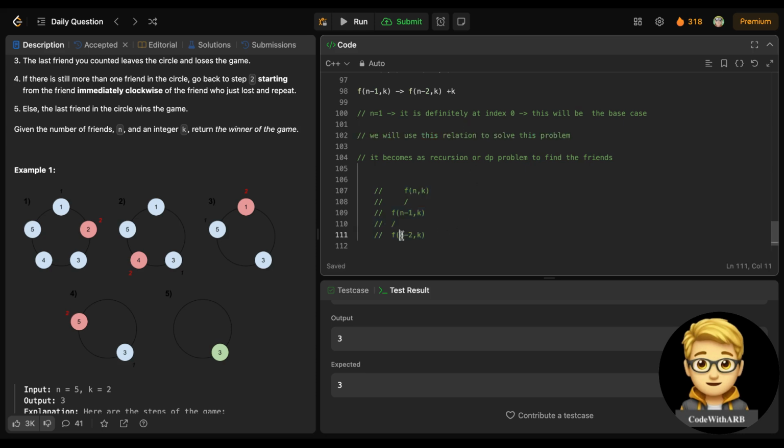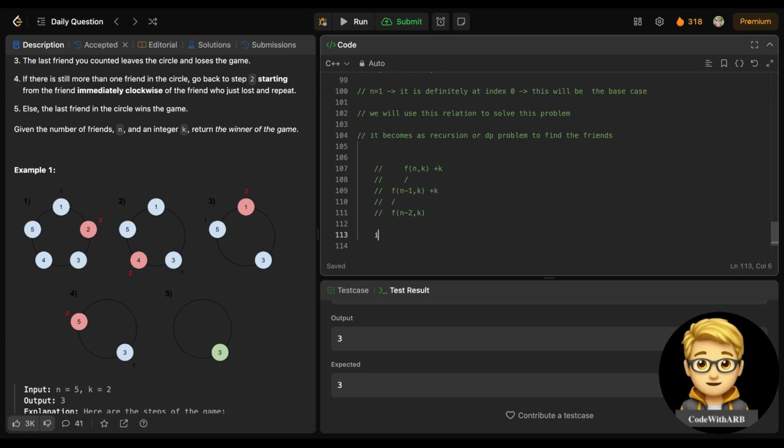So what will happen, this f(n-2) will give me some answer, it will move to this, and we will add this plus k to here. So this will give me something, and this will be again plus k. Now one thing is happening, that I want the index number, and that would definitely be a must, as the friends number, right?